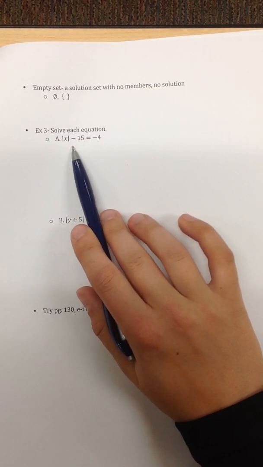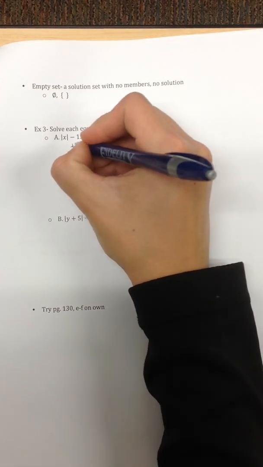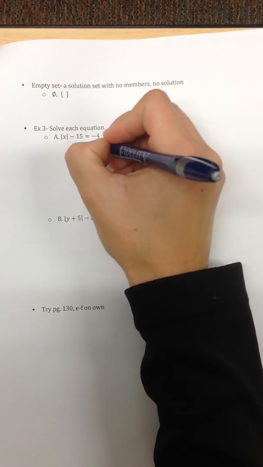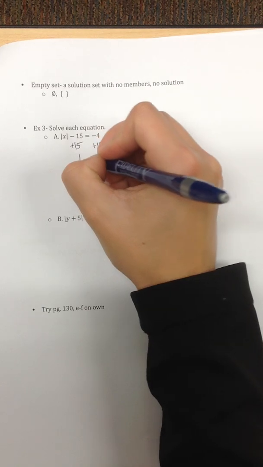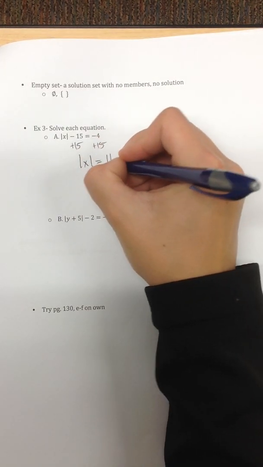So I'm going to have to get rid of the stuff on the outside. So I'm going to have to get rid of minus 15. So I'm going to add 15 to both sides. So then I'll have absolute value of x is equal to -4 plus 15, which would be 11.